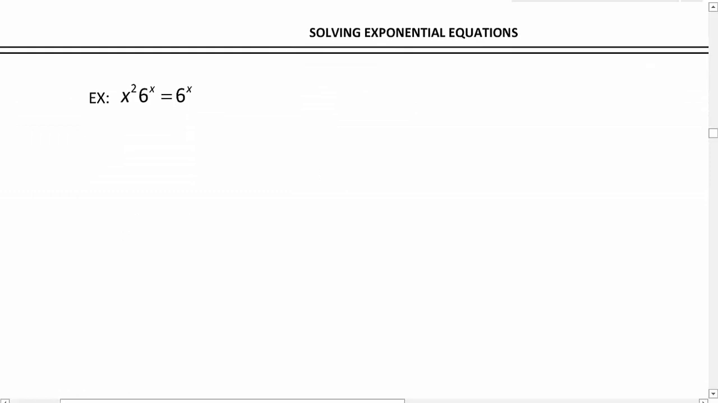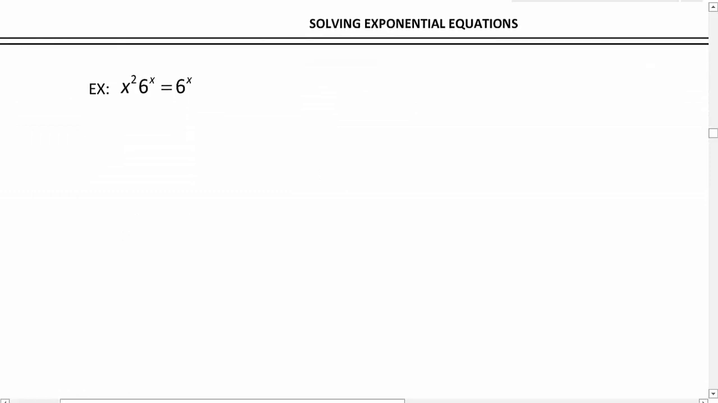Let's try another one. x squared times 6 to the x equals 6 to the x. So this is definitely a step up from some of the others that we've seen before. So let's just think about what we see. We're solving for x. x is located both in the exponent and outside of the exponent, so we're going to have to deal with both of those things.